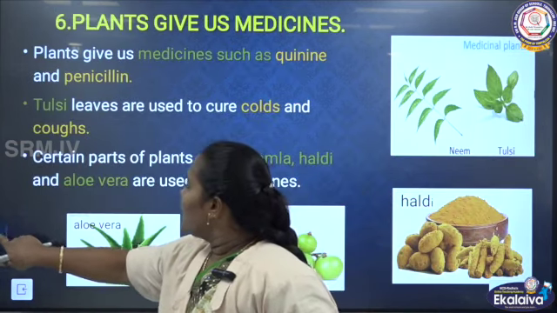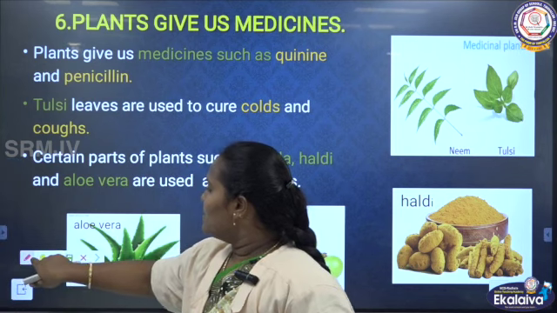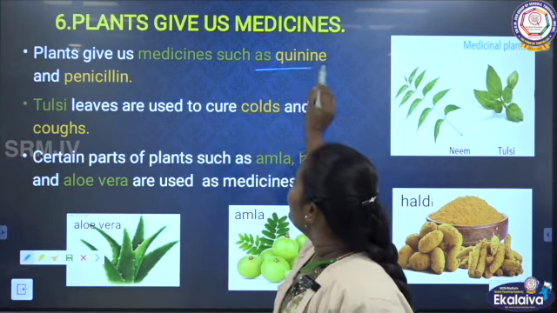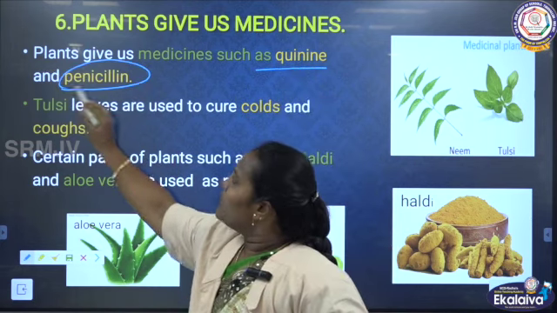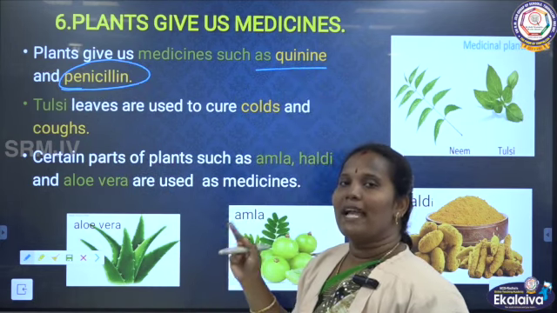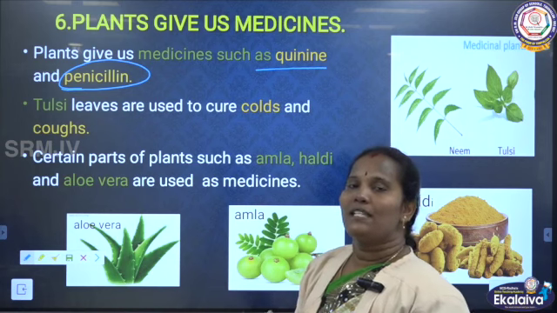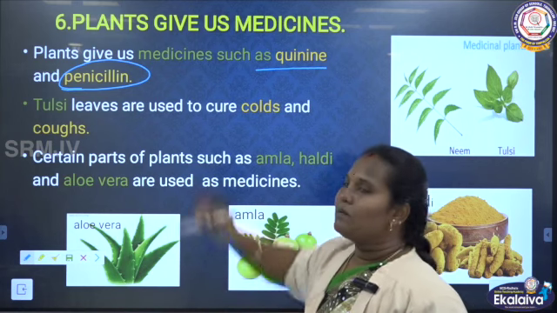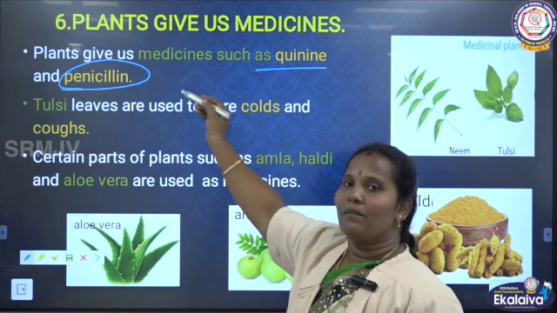Then I told you plants are used as medicine. For example, we can say quinine and penicillin. Penicillin is used for diabetes patients, like a vaccine. Okay, they are using this penicillin. This penicillin is obtained from algae.